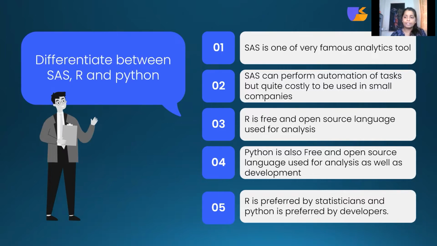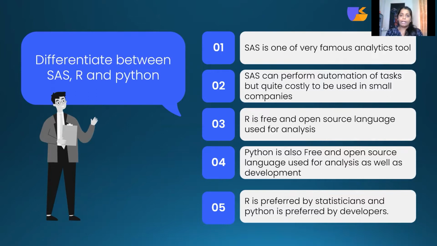SAS can perform automation tasks, but it was quite costly and not affordable for small or mid-sized organizations to have SAS licenses. And that's why most companies switched or migrated to R or Python analytical tools.